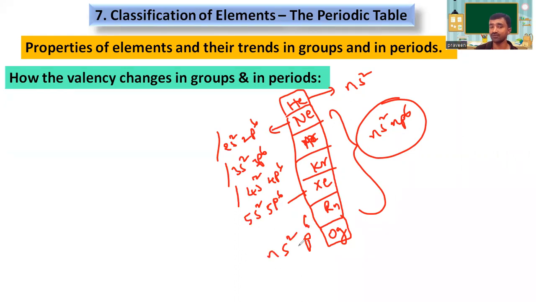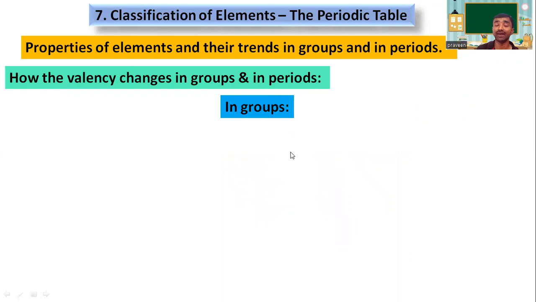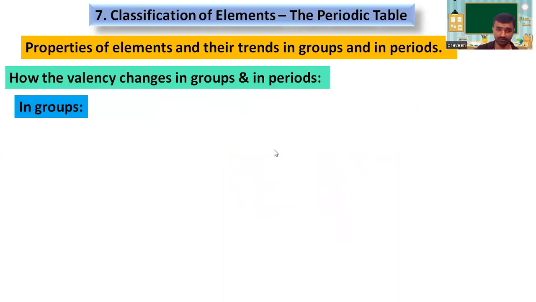But the n value is different. So it is the ns2 np6 configuration. Right? This you need to observe in the groups. So here, for the trends in groups, that means the changes, what about the valency? Does it change or remain the same? Valency in groups: remains same or changes?